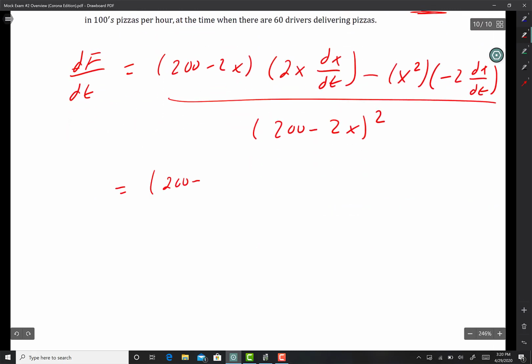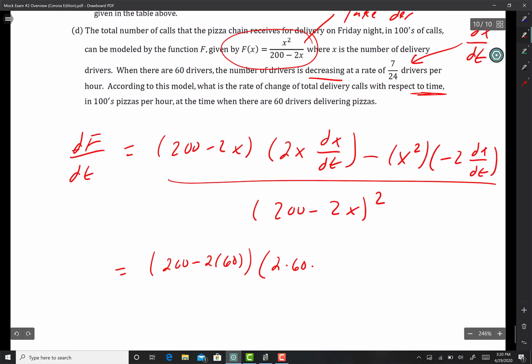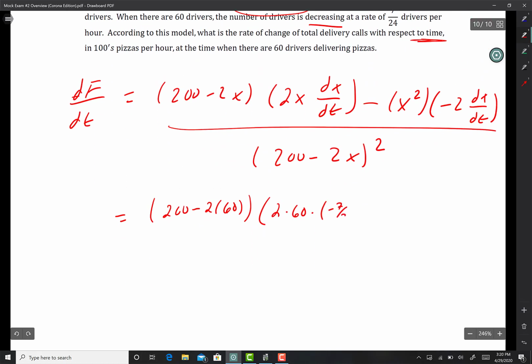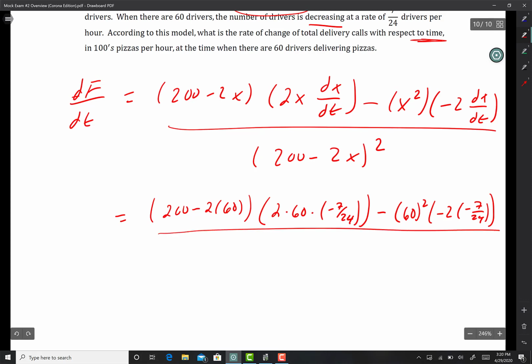I'm just going to go 200 minus 2 times 60. That's what x was. And then 2 times 60 times my dx/dt, which was negative 7 over 24. I put parentheses not to be confused for a minus. Minus, and then 60 squared times negative 2 times negative 7 over 24. So negative times a negative times a negative is a negative, so you can just leave it as negative there, or minus. And then 200 minus 2 times 60, and then whatever that is squared.